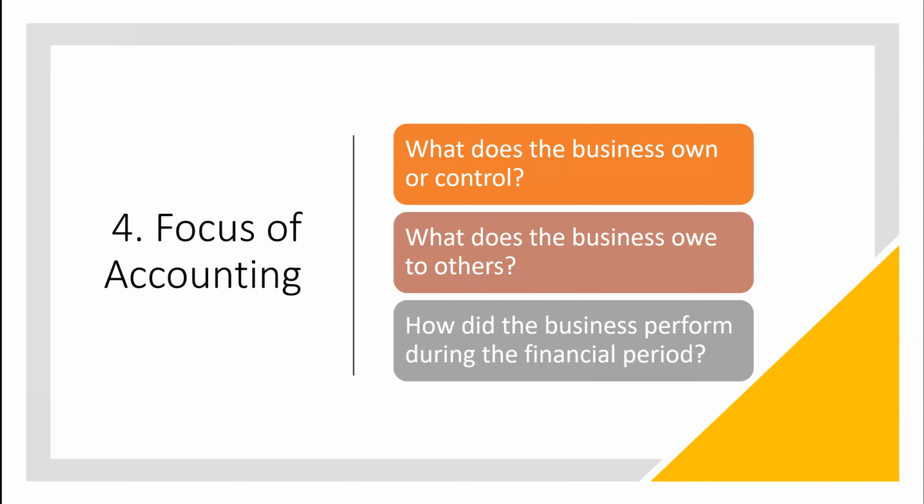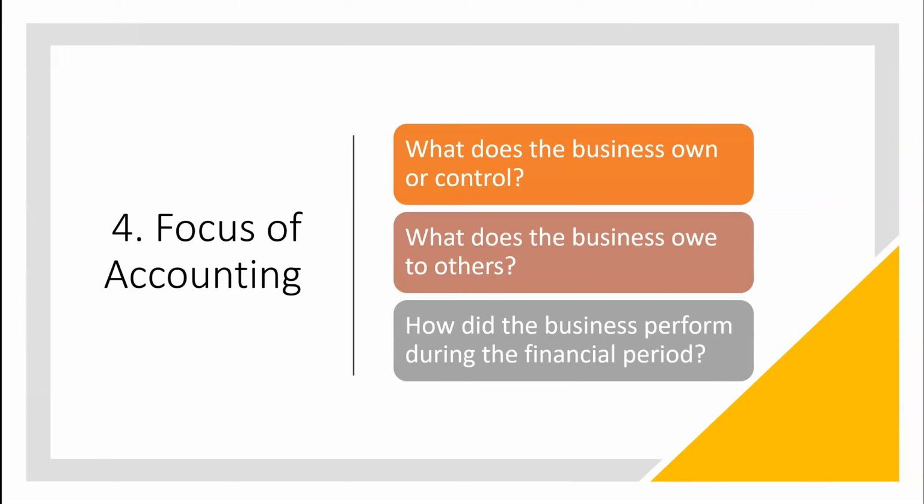So, what's the focus of accounting here? Well, the focus of accounting is on three different things. So, what does the business own or control? Okay. So, what do they actually own? What do they actually have within their control? Then the next question is, what does the business owe to others?